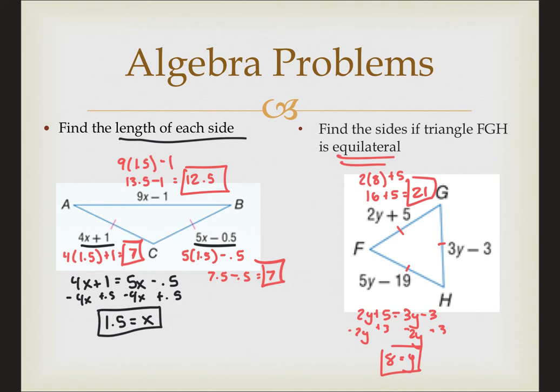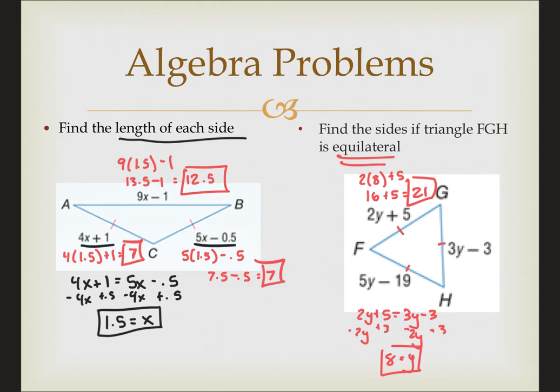All right, and there we go. Now, if you read the instructions, you would have seen that the triangle is an equilateral triangle. This means that all the sides are equal, and therefore we can set 2 of them equal to each other and solve for the variable. Now, I picked 2y plus 5 and 3y minus 3 for no particular reason. I could have picked any of the others, but I just went with those because those were on top.